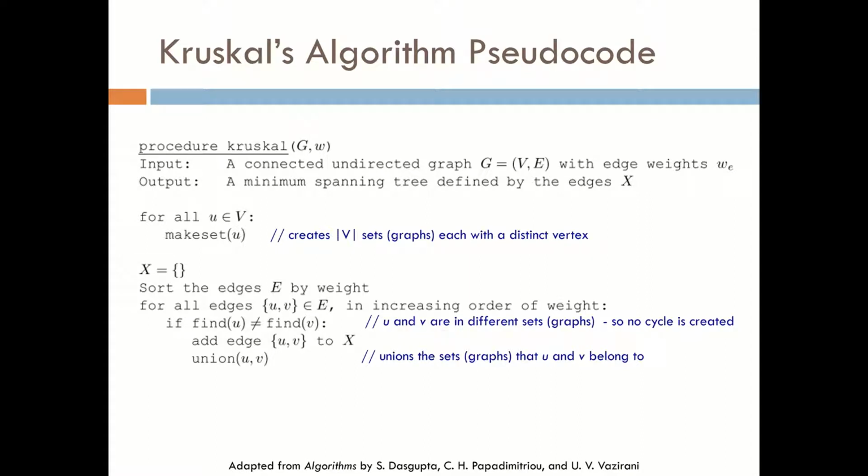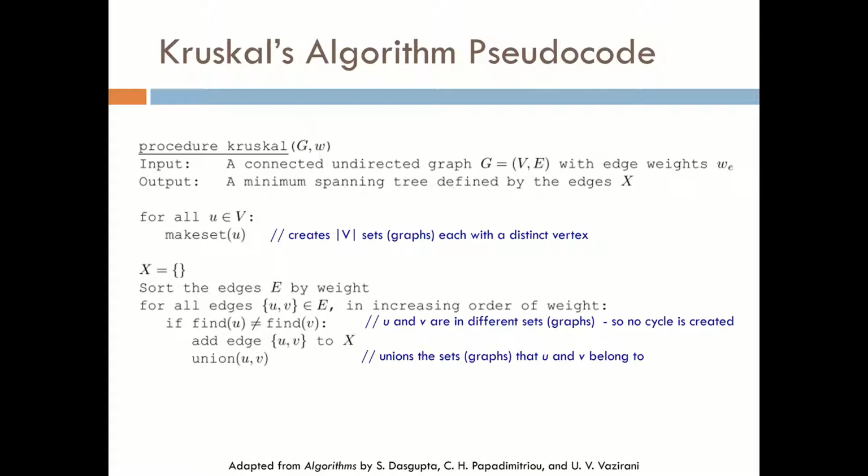Another minimum spanning tree algorithm is Kruskal's algorithm. Kruskal, much like Prim's, takes a graph and returns a minimum spanning tree defined by a set of edges. The approach taken by this algorithm is very different and is actually very elegant. Let's look at the pseudocode first, and then we'll walk through an example.